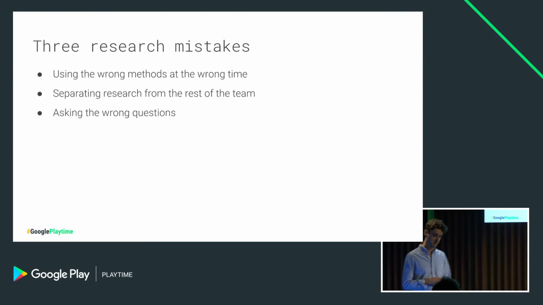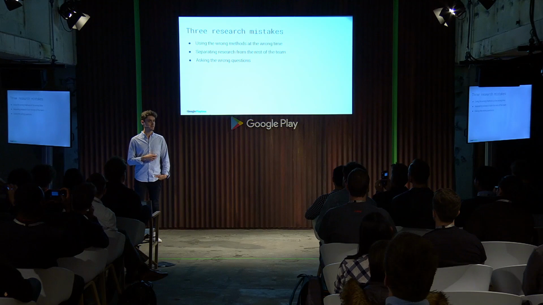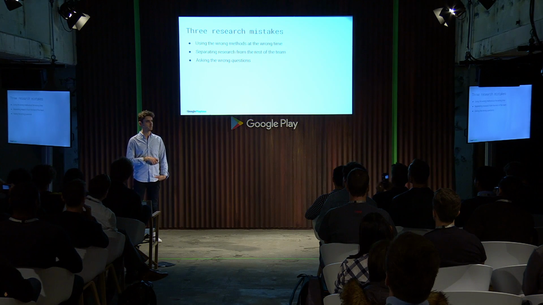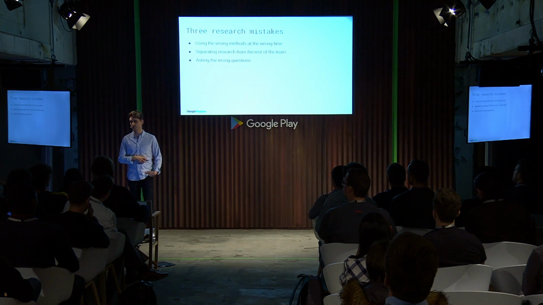OK. So how do you do impactful research? I'm going to share with you today 3 mistakes that we commonly see people make when approaching user research, and 3 methods and techniques from my experience as a researcher on the Google Play team to help you mitigate that risk and to make the research you do more impactful. So the mistakes, using the wrong methods at the wrong time, separating the research from the rest of the team, and asking the wrong questions, have fairly straightforward fixes. But fixing them will help you maximize the value of the research you do and make the most of the data you collect in order to make better decisions.